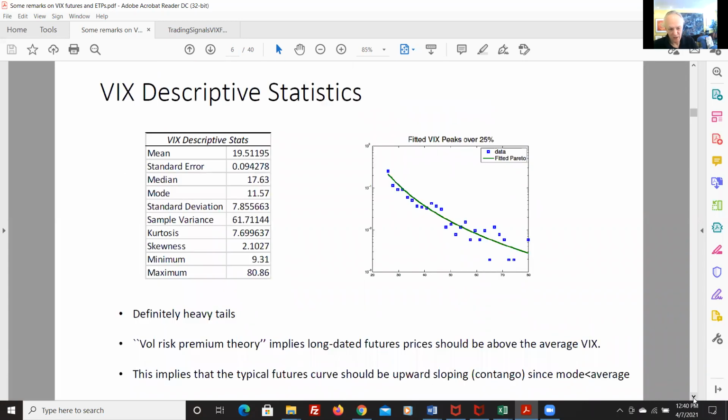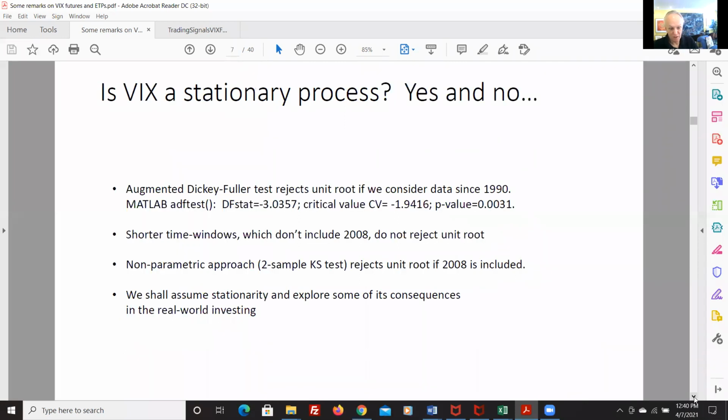And we have some descriptive statistics that say what I just said now. The mode is 11 and the mean is 19. And this can actually be identified with the typical value of a VIX futures contract in the short term versus the long-term value of the contract, which is more in the 20s. We'll get into that. The question is, is it stationary or not?